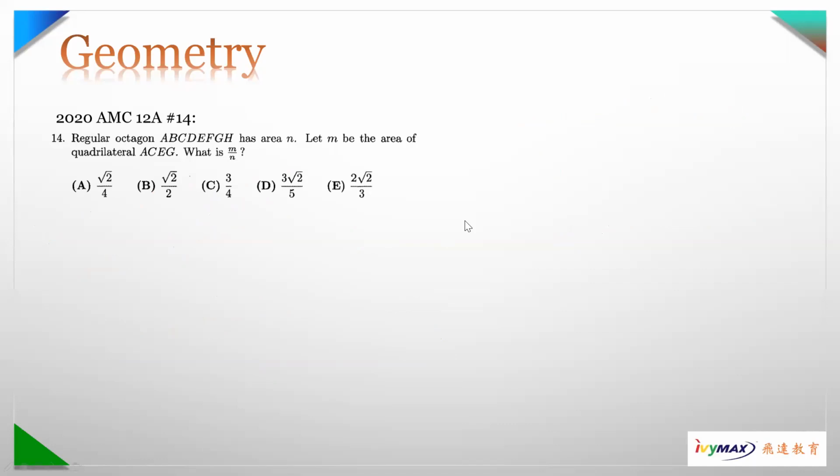All right. Next question here in geometry. We have a regular octagon ABCDEFGH, so you have 8 vertices. The regular octagon has area n. Let m be the area of the quadrilateral ACEG.